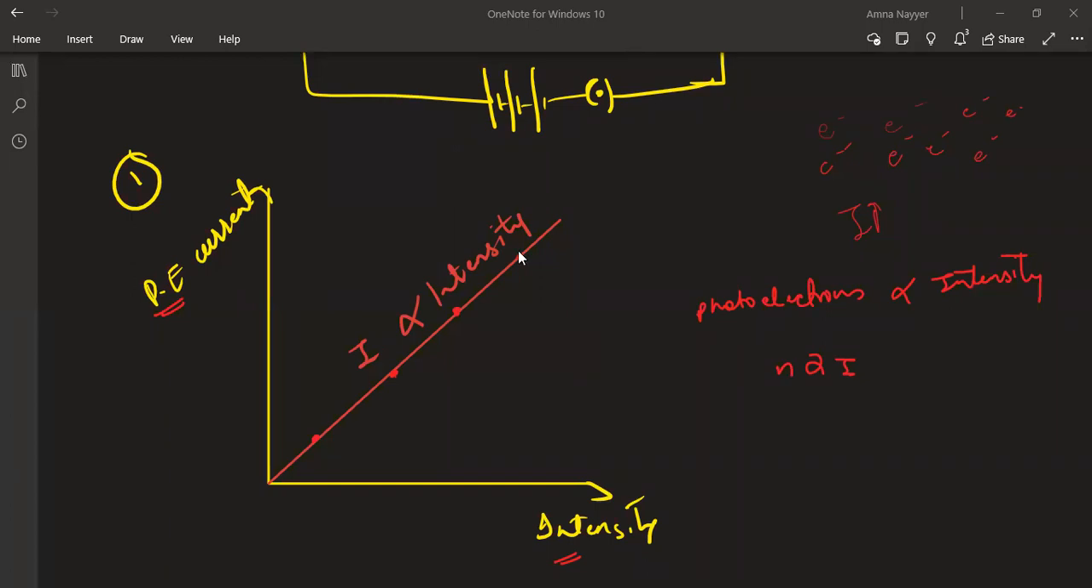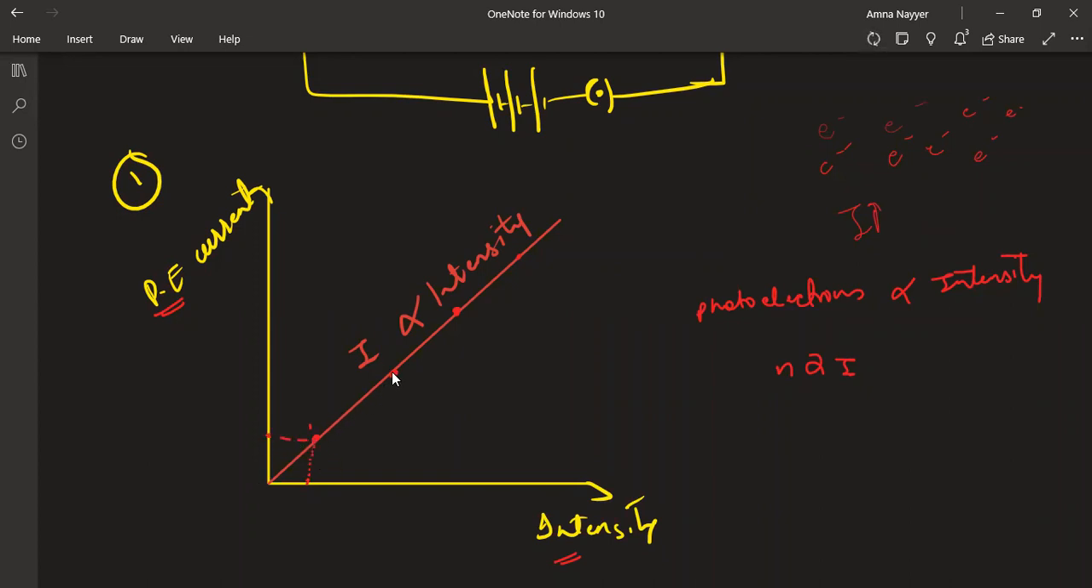Linear graph means x is directly proportional to y-axis. Both the axes are directly proportional to each other. So straight line graph means, suppose I choose this point, I have taken this first point. So this is having some value from here, this is having some value from y-axis.